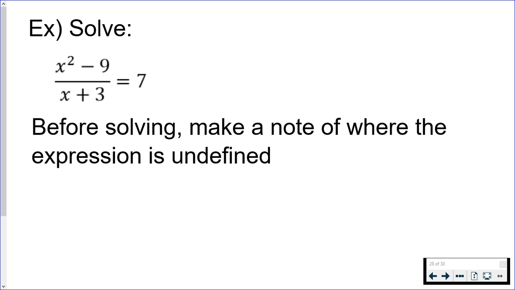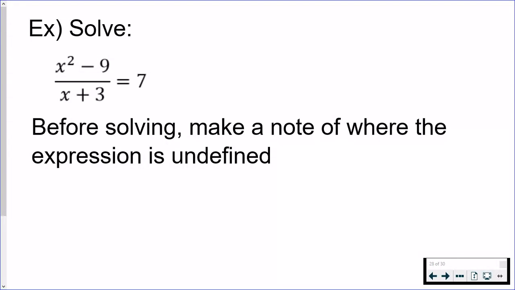I'm going to solve this rational equation, and the very first thing I'm going to do before I solve it or try to simplify or do anything else is make a note, whether it's mental or I'm literally writing a note, of where this expression is undefined. It's important for you to do that because in the end, you could end up with an answer that makes the original expression undefined, and then you would have to throw out that answer.